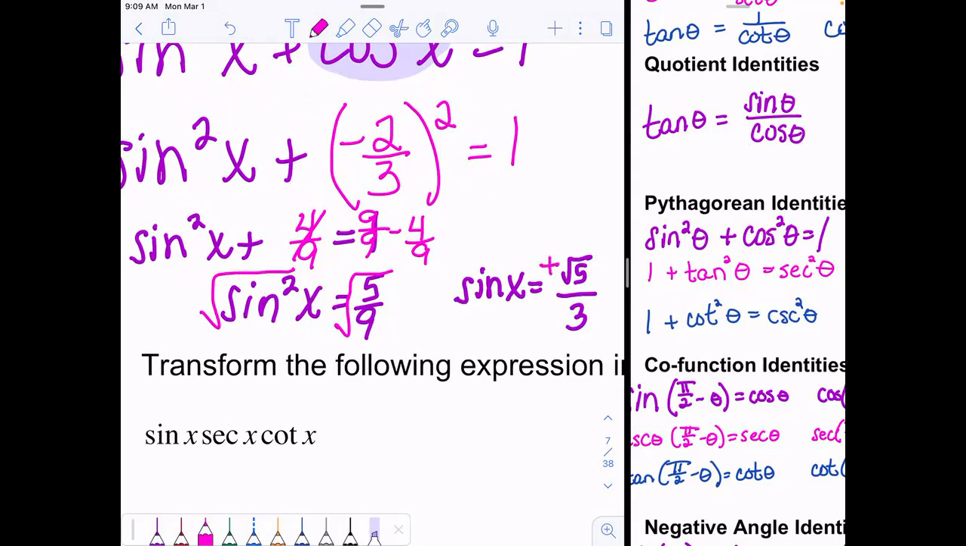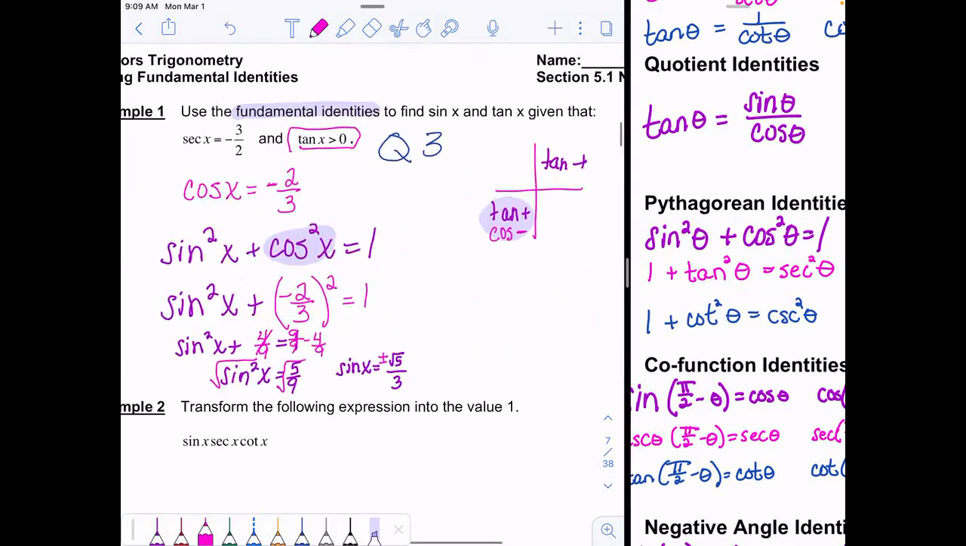That plus or minus is important because if I go back to my original information, we said that the angle is going to be located in the third quadrant. Jack, when we're talking about sine, is sine positive or negative in the third quadrant? It's negative. So my answer for sine is negative root 5 over 3.